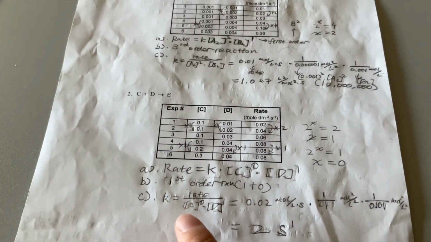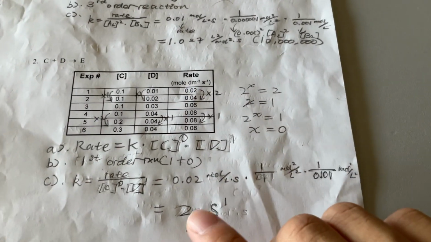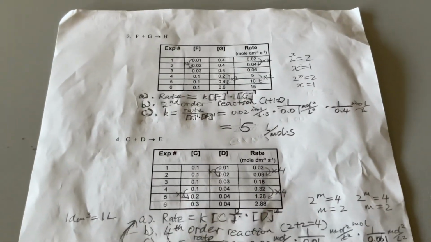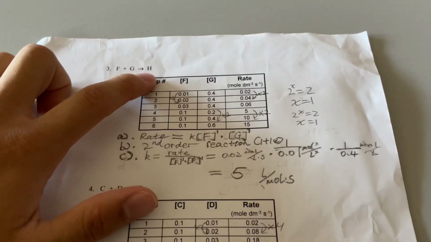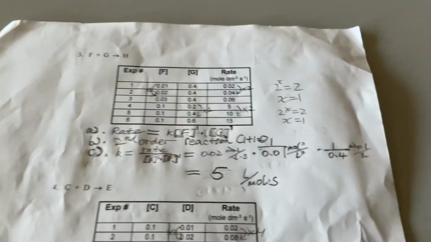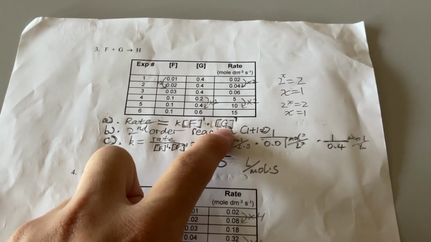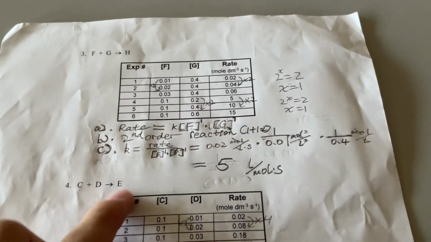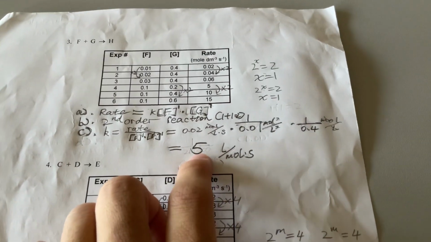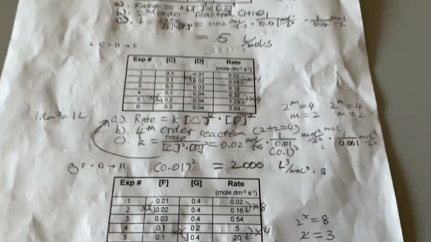And for part C, we're basically using the same thing as what we said before. So this gives us 2 plus 1. For part 3, we have F plus G that gives us H. We're applying the same formula. Rate equals k multiplied by F to the power 1 multiplied by G to the power 1. When you add 1 plus 1, that gives us 2, the second order, and when you apply the same formula, this gives us 5 liters per mole times second.